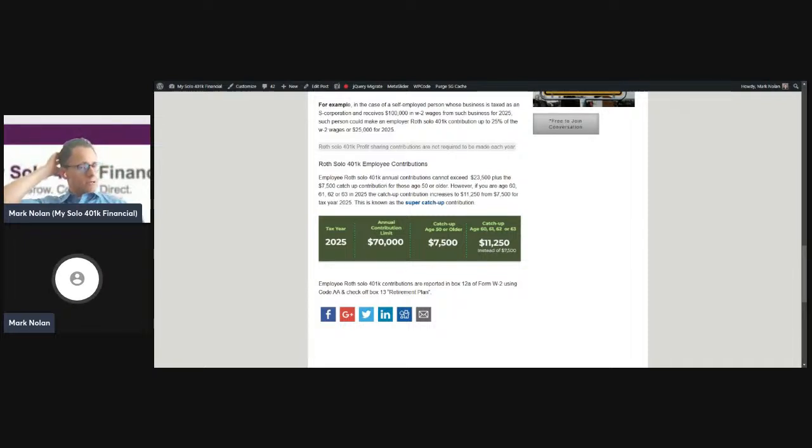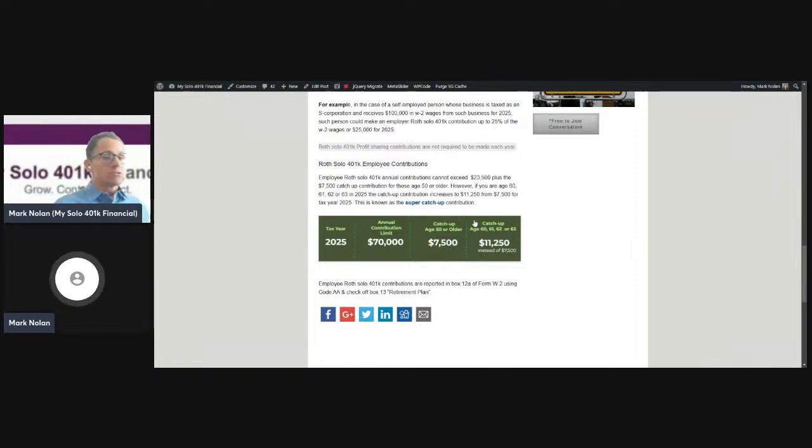If you're age 50 or older, you can do an additional catch-up contribution of $7,500 on top of that $23,500. Now there's a new super catch-up for those who are a certain age in 2025. So if you are age 60, 61, 62, or 63 in 2025, instead of making the $7,500 normal catch-up contribution, you can do the super catch-up contribution of $11,250.